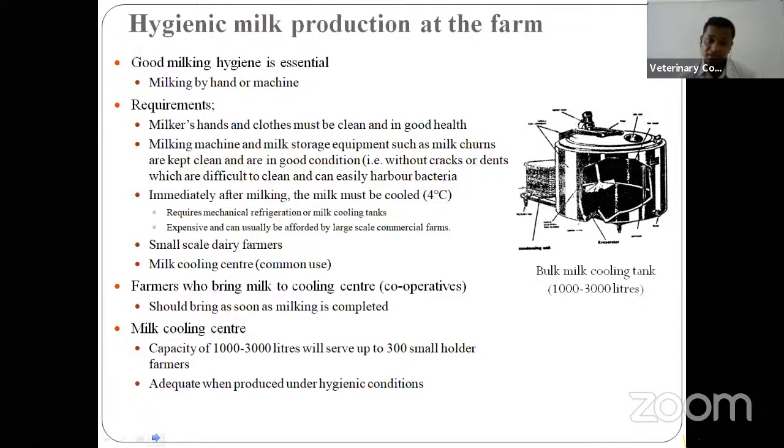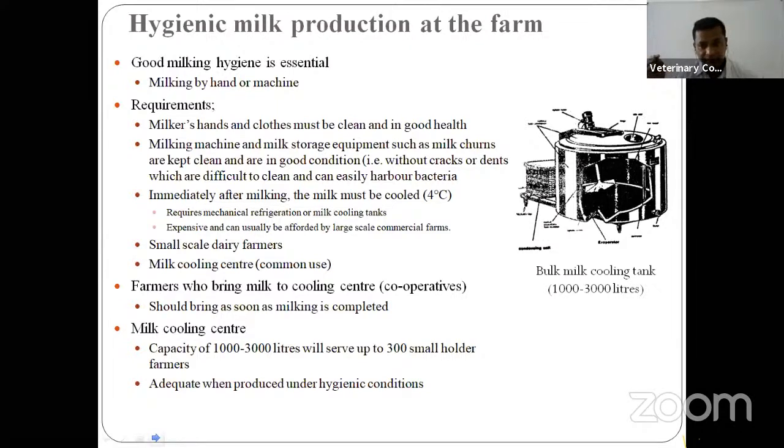With these milking machines, hygiene is also very important. The machine clusters should be properly cleaned and properly maintained. The liners should be properly replaced, otherwise there is a build-up of microorganisms. When microorganisms build up in the rubber linings, it's very difficult to remove them, because they form biofilms.